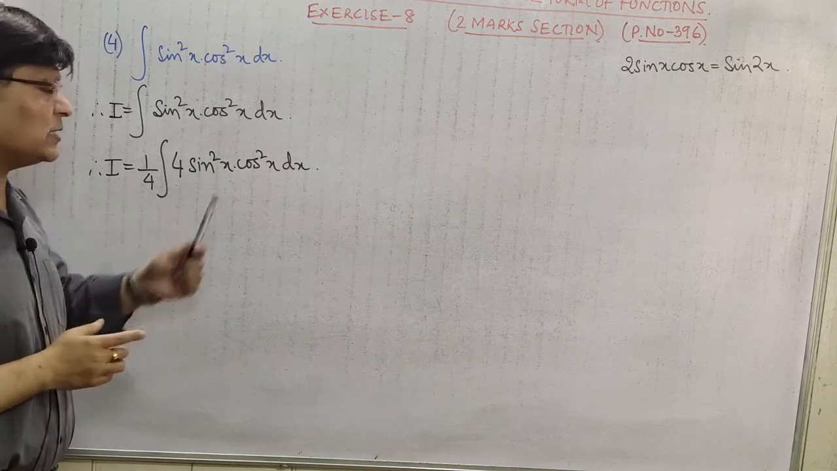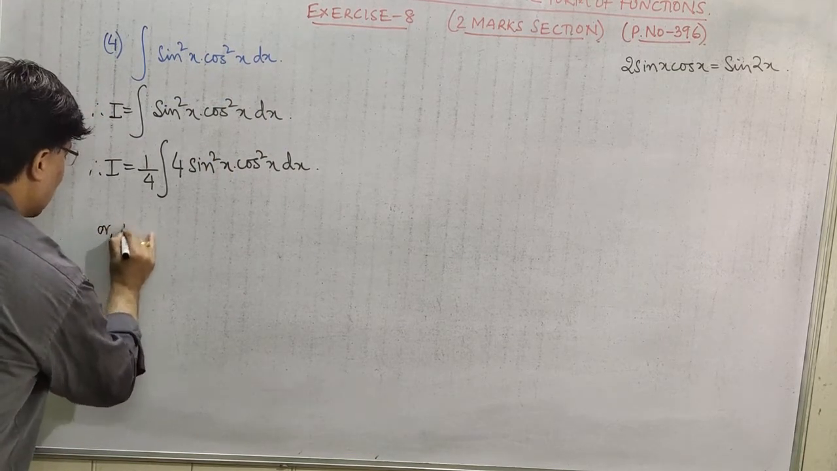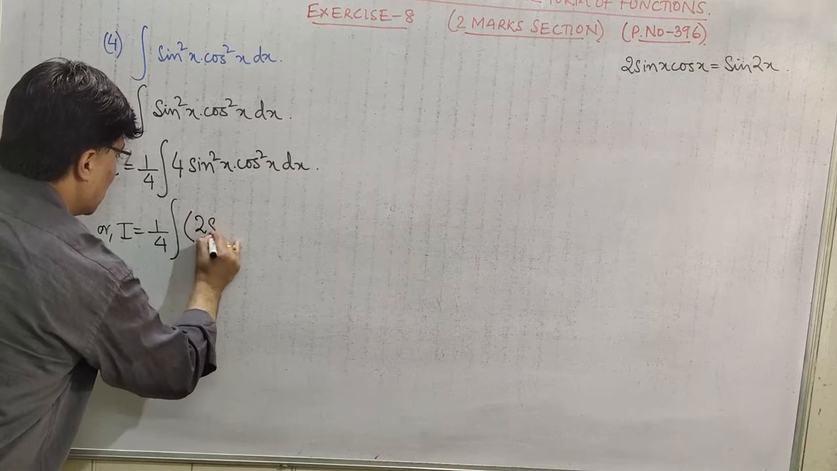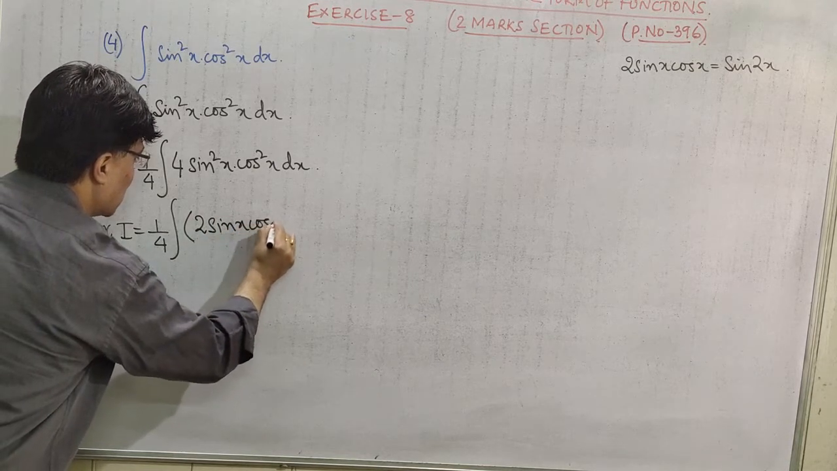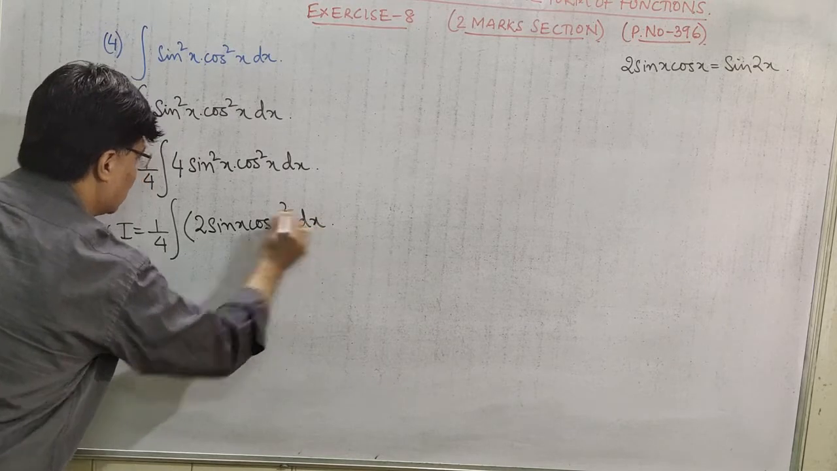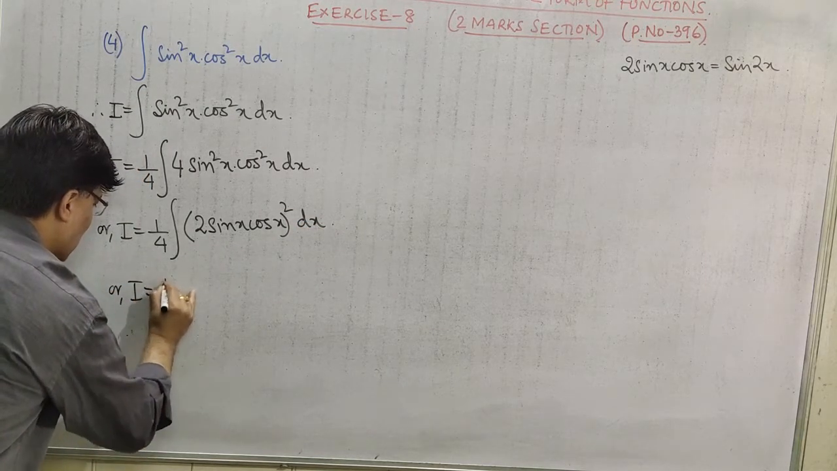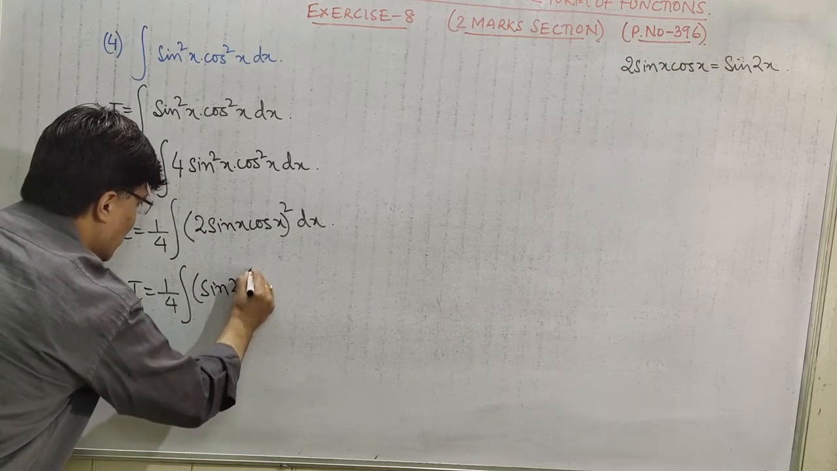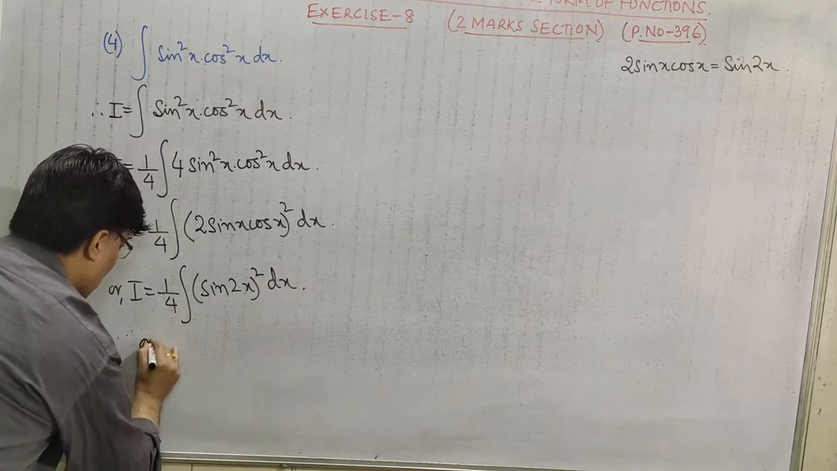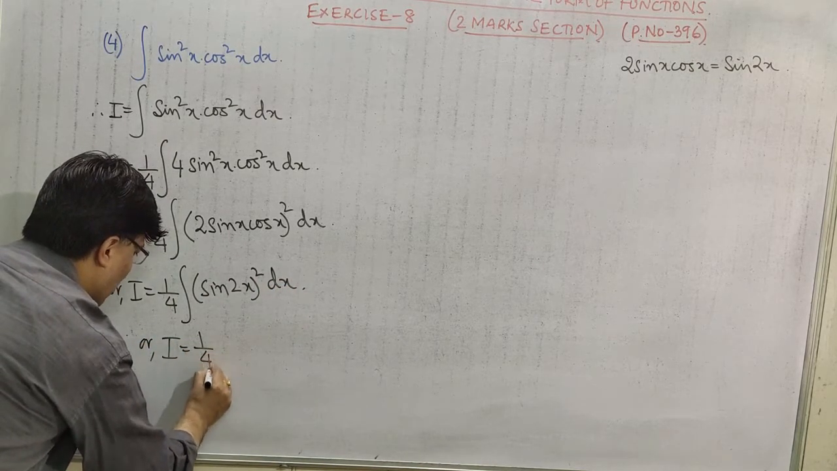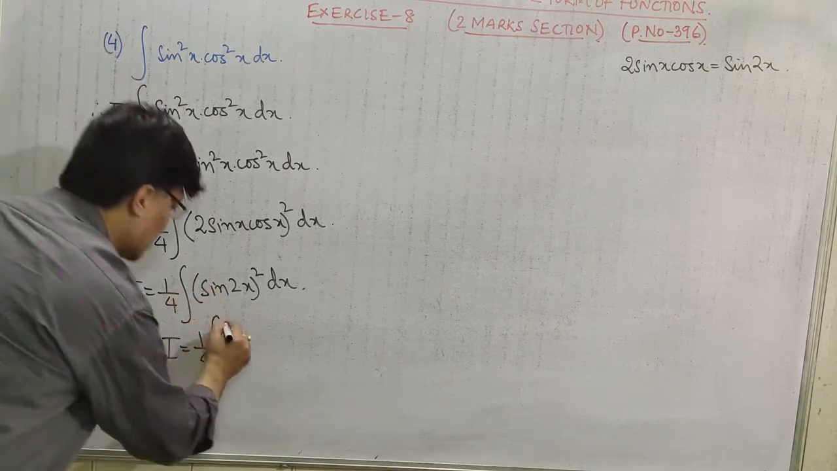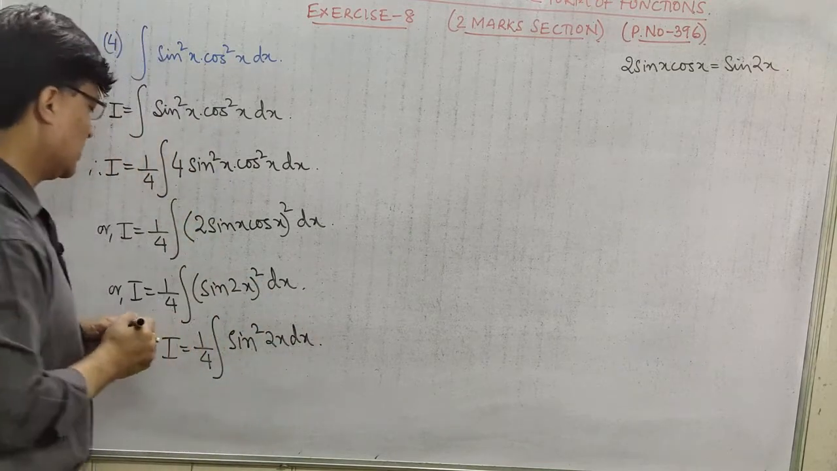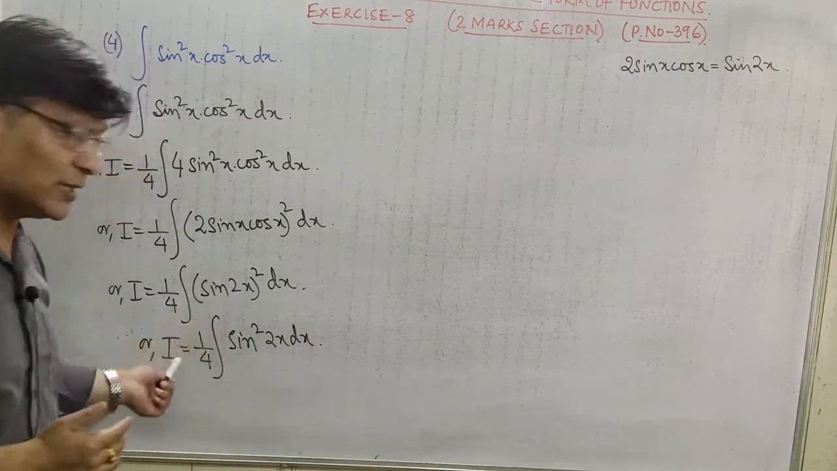Understood? So now you can write it within whole square. So within whole square it will be I is equal to 1/4 integration of, within bracket, 2 sine x cos x whole square dx, or I is equal to 1/4 integration of, within bracket, sine 2x whole square dx, or I is equal to 1/4 integration of sine square 2x dx. So that is I is equal to 1/4 integration of sine square 2x dx.